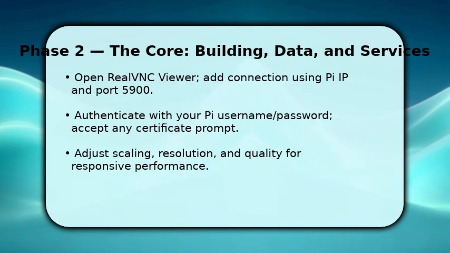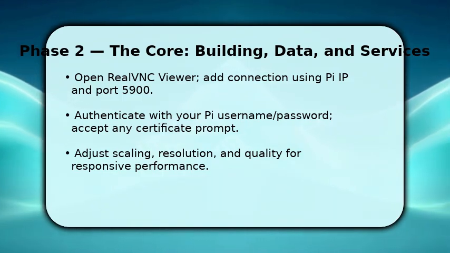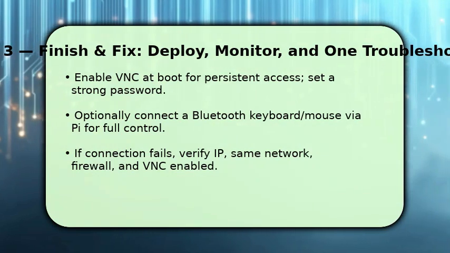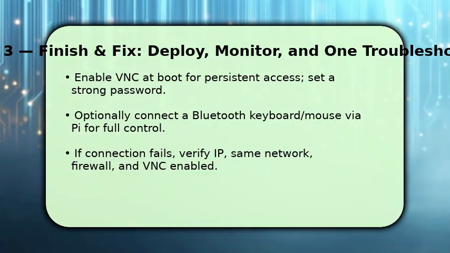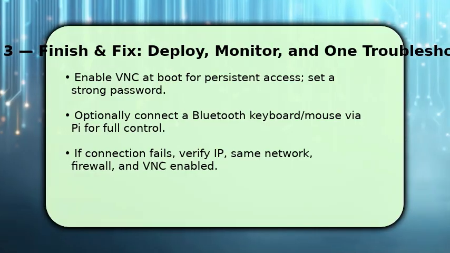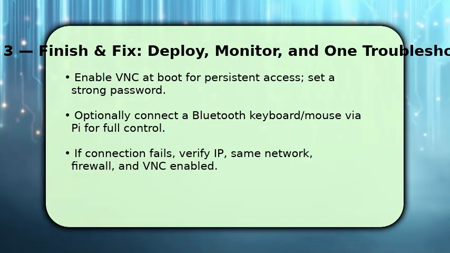Finish by enabling VNC to start on boot and set a secure VNC password so you don't need to reconfigure each time. If you want full desktop control, pair a Bluetooth keyboard and mouse to the Pi. Make sure you safely close sessions when done.